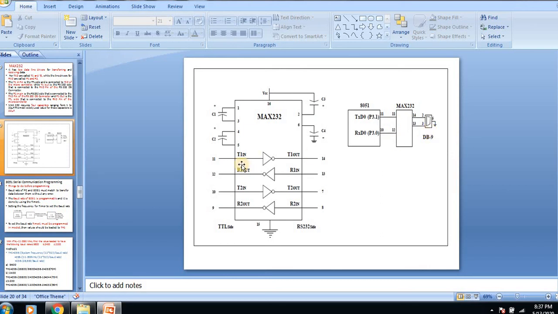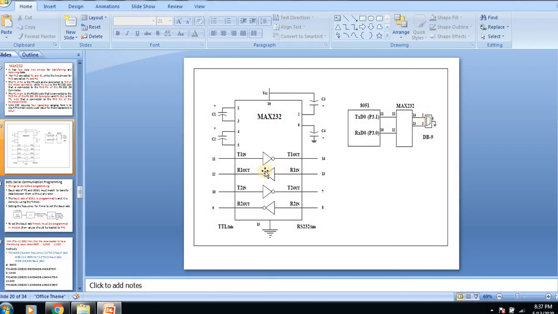Okay, so for example, if we consider transmit in and transmit out. This transmit in is connected to the TxD pin of the 8051. You can see here it is pin number 11. Similarly, T1 out, that is on the RS-232 side, is pin number 14, and that is connected to pin number 2 of the DB9, which is the RxD of the DB9 connector.